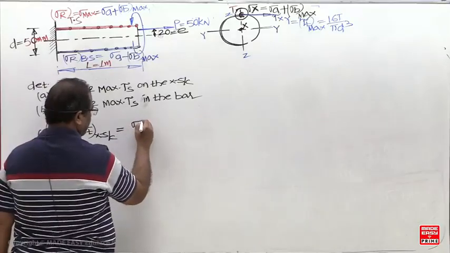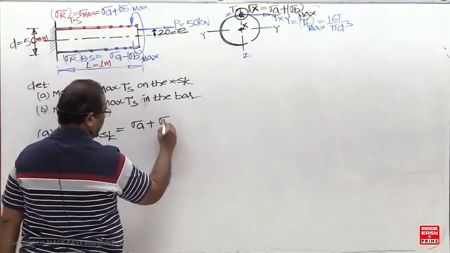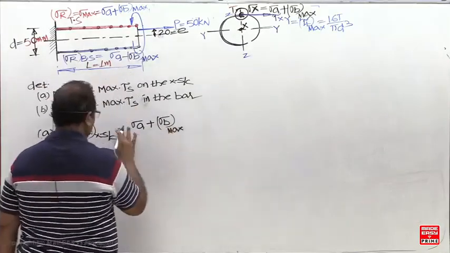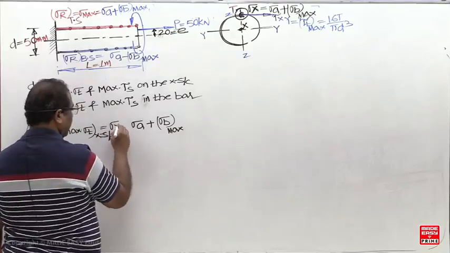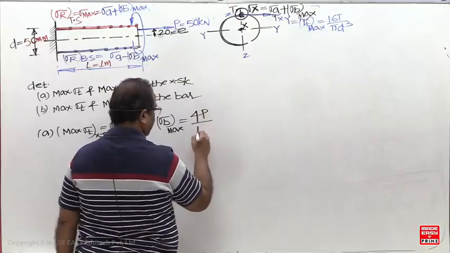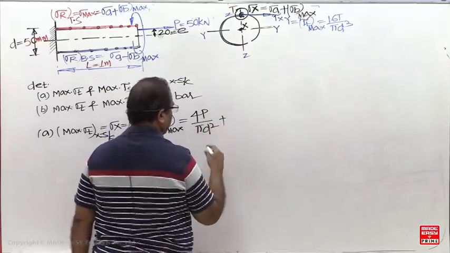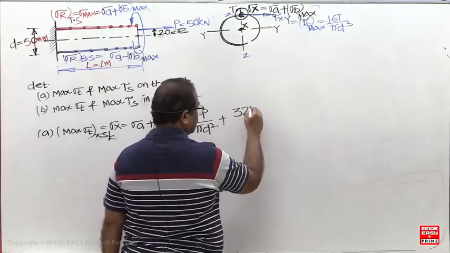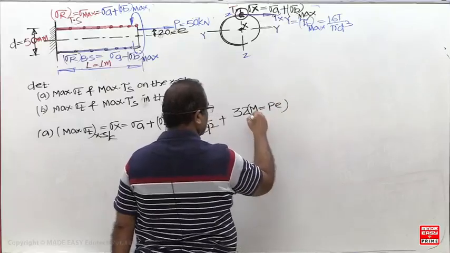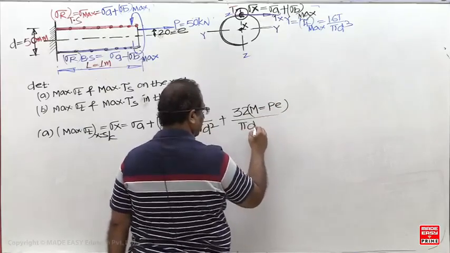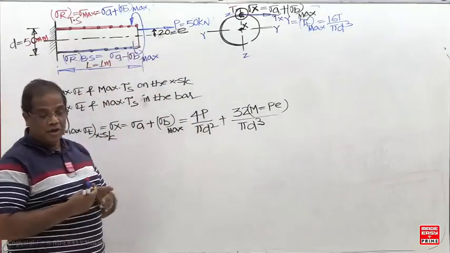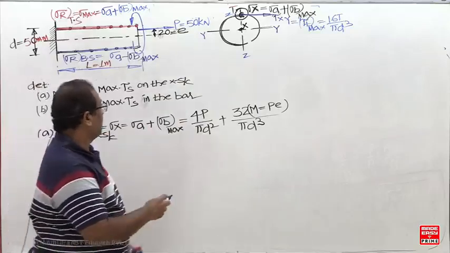It is M by Z. Section modulus is pi d cube by 32. And what is the bending moment value? Load into eccentricity. Every eccentric axial load is one axial load and a bending moment. What is the bending moment value? Load into eccentricity. Now everything is given, you can complete this calculation.